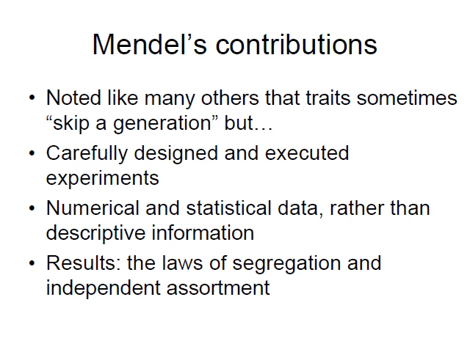Now, he wasn't the first one to note that traits sometimes skip a generation, but he carefully designed and executed experiments that included numerical and statistical data, rather than what a lot of biologists were doing at the time, which was just using descriptive information. And he developed his own laws, principles of segregation and independent assortment, which we're going to learn about in just a bit.